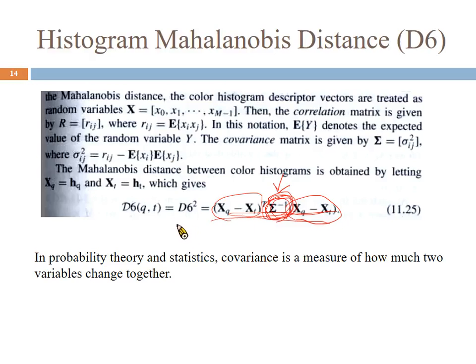in calculating the final Mahalanobis distance. So that's the main idea. If these color pairs often change together, we don't trust them so much, so we reduce their weight. So this is the main idea of the Mahalanobis distance.